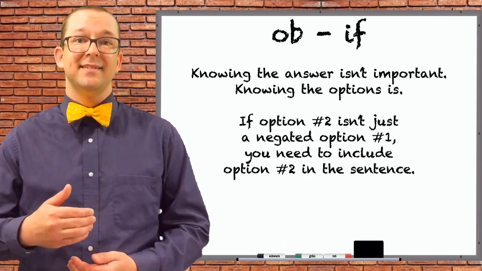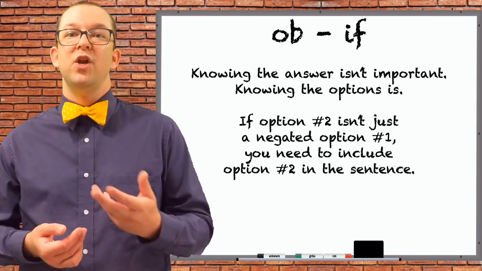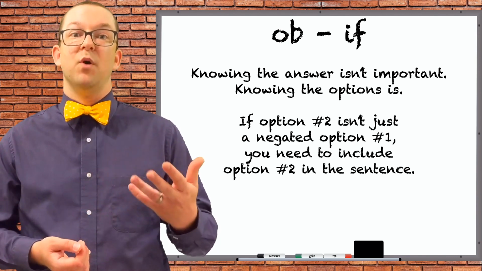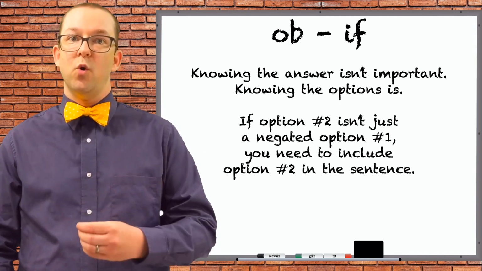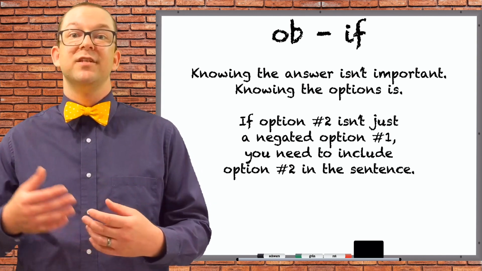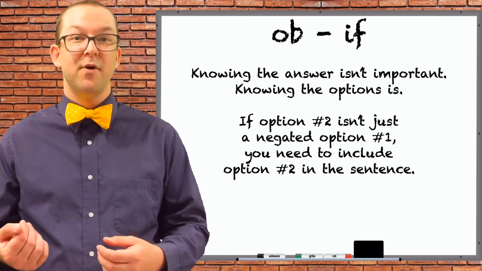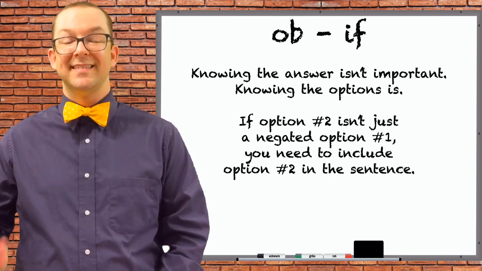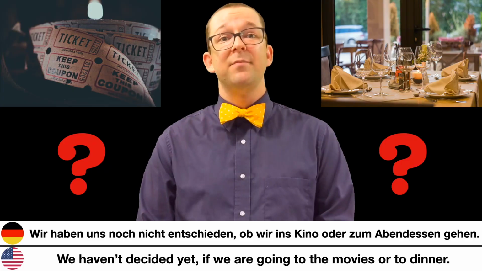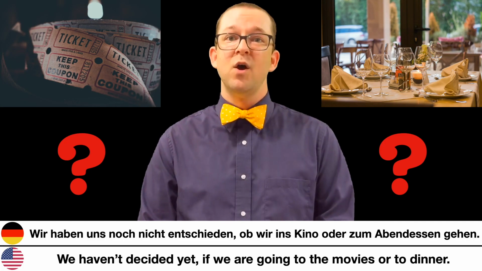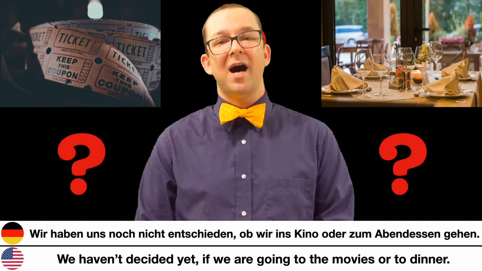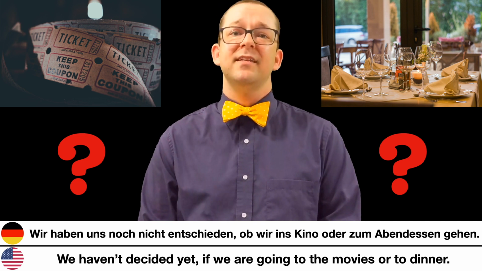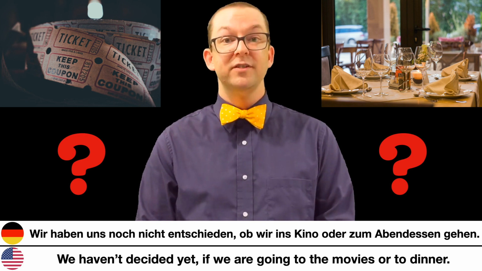As was shown in the last example, we don't actually need to know the answer, and we don't need to list both options in order to use ob. If the second option isn't just a negated version of the first option, however, you do need to include it in the sentence. For example, wir haben uns noch nicht entschieden, ob wir ins Kino oder zum Abendessen gehen. We haven't yet decided if we are going to the movies or to dinner.